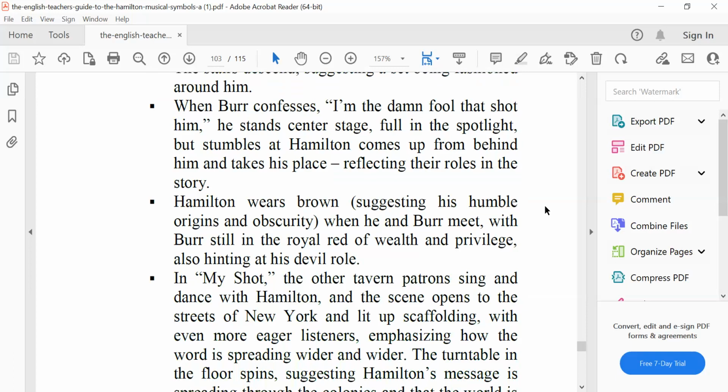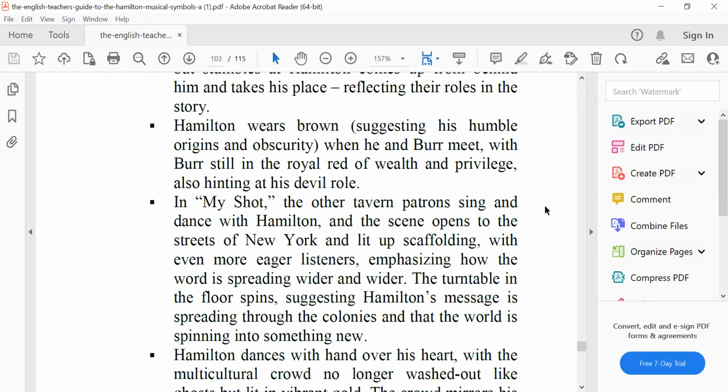When Burr says, "I'm the damn fool who shot him," Hamilton comes up behind him and takes his place. Burr is no longer the central figure, now Hamilton is. Now, some of the things I'm saying may seem very obvious, or they might seem quite a leap. How did you get there? Well, the question is, what exactly happened, and does it reflect in any way what a deeper meaning could be? What does it seem like we're saying in terms of story if Burr steps aside and Hamilton takes his place?